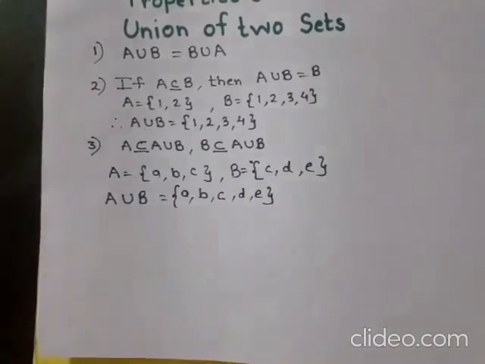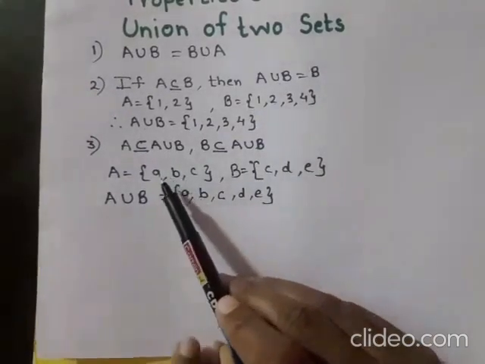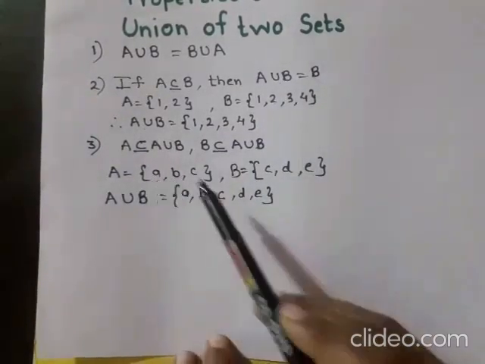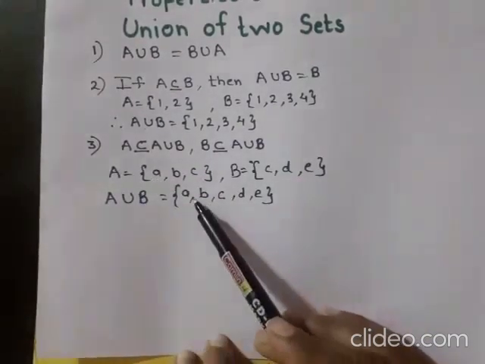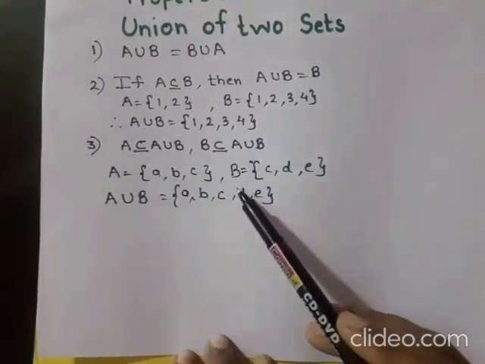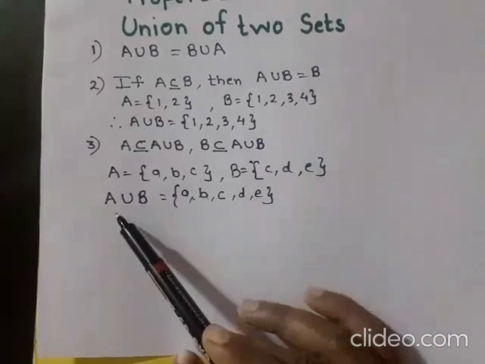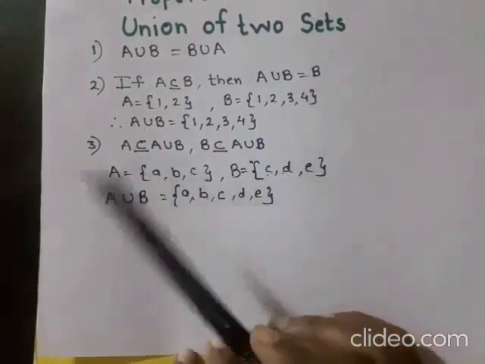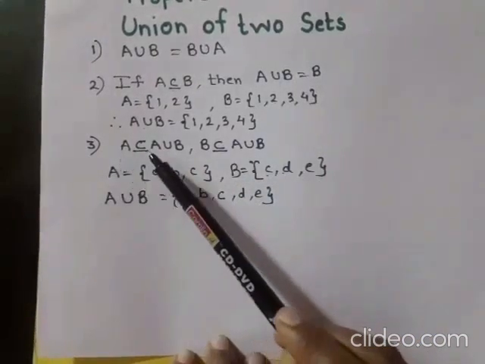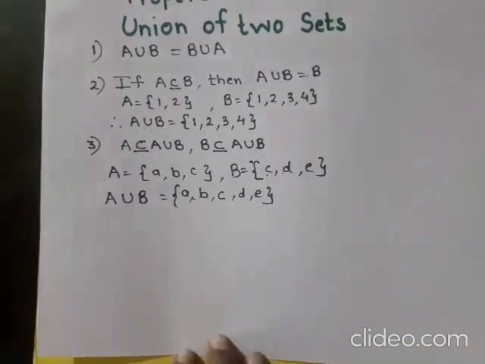Now, here you will see that all the elements of set A are present in set A union B, A, B, C. And all the elements of set B are also present in set of A union B, that is C, D, E. Therefore, we can say A is a subset of A union B and B is a subset of A union B.